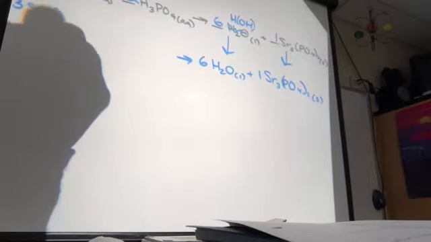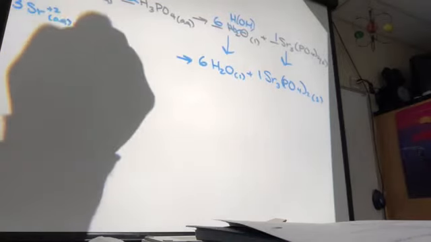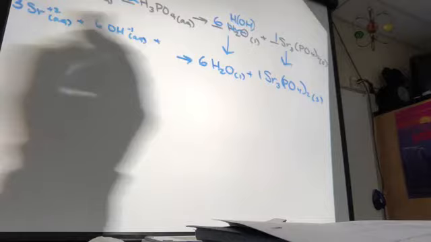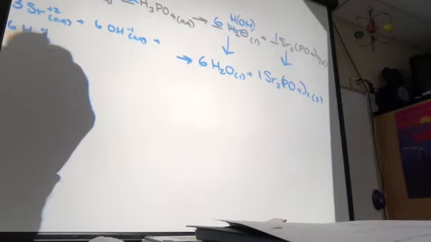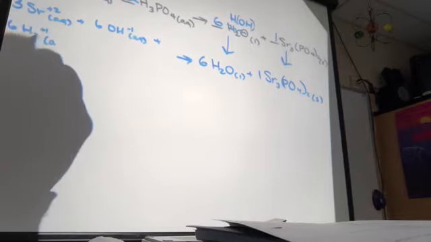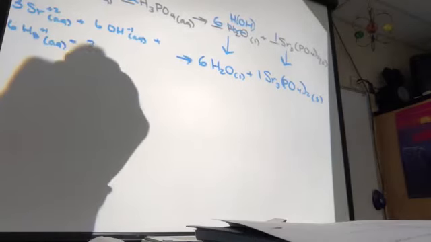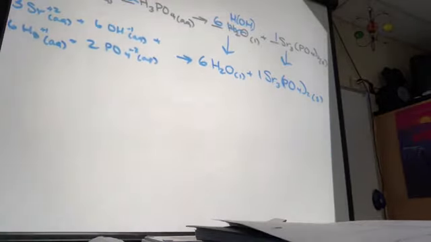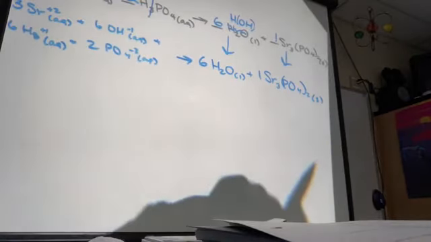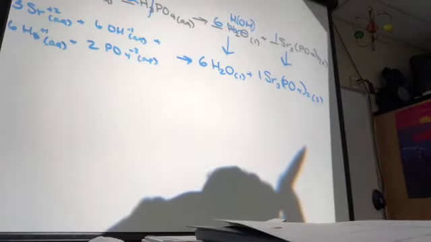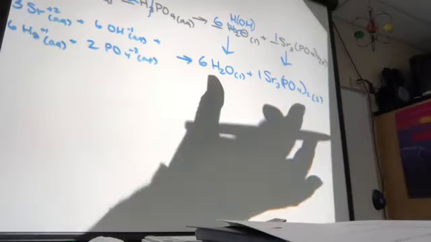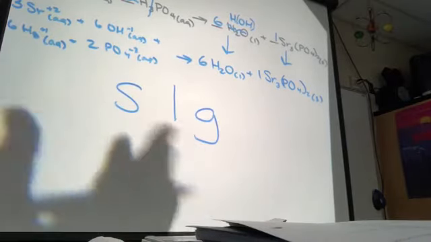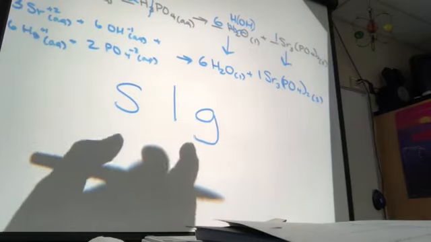3Sr2+ aqueous plus 6OH- aqueous. I'm writing it like this because it won't fit. Plus 6H+ aqueous plus 2PO4 3- aqueous equals that. I just split both these in half. Does that make sense? Anything that's a solid, a liquid, or a gas cannot be split up. That tells me it's a reaction.